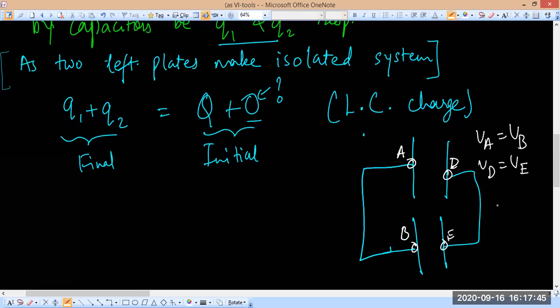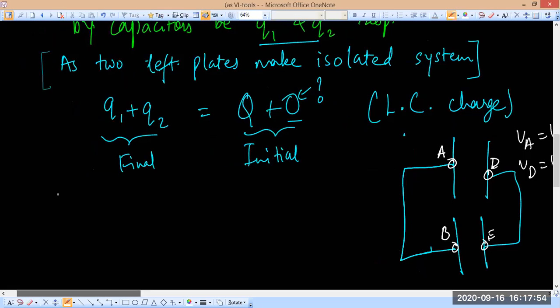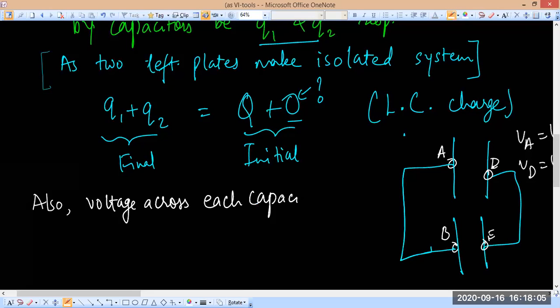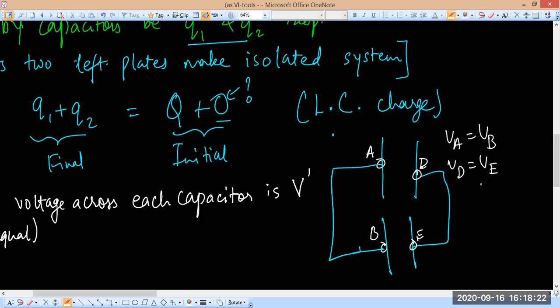That would mean that the voltage for these capacitors is also equal, correct? The voltage across each capacitor, you could write it as V dash or anything, is equal. I hope you understand why, right? Because VA is equal to VD and VB is equal to VE. If you subtract these two, you are going to get the same value.